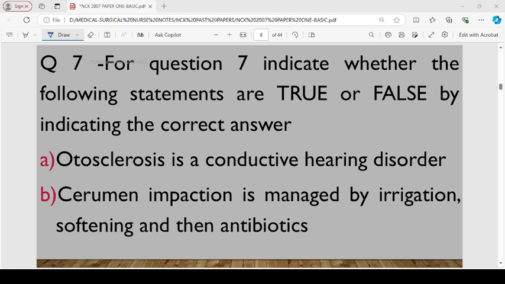So if you look at cerumen impaction, antibiotics are unnecessary unless there is an infection, right? And so that makes this statement to be false. However, we have to agree that otosclerosis is a conductive hearing disorder because it affects the middle ear, right? Guys, a link will be popping up on the ear disorders. You can look at the different disorders of the external, middle, and inner ear.